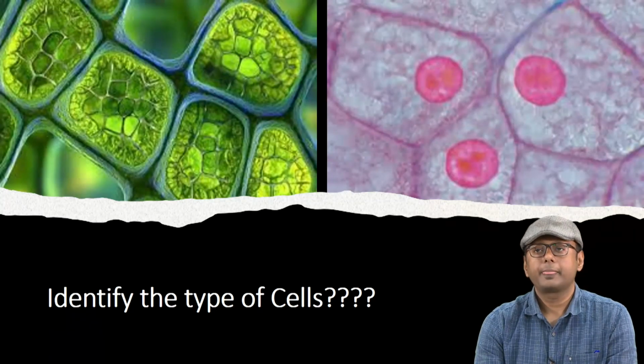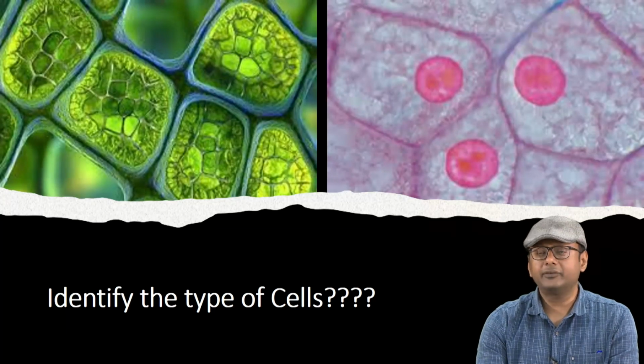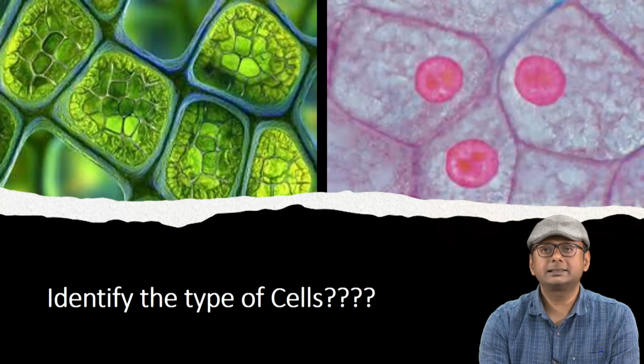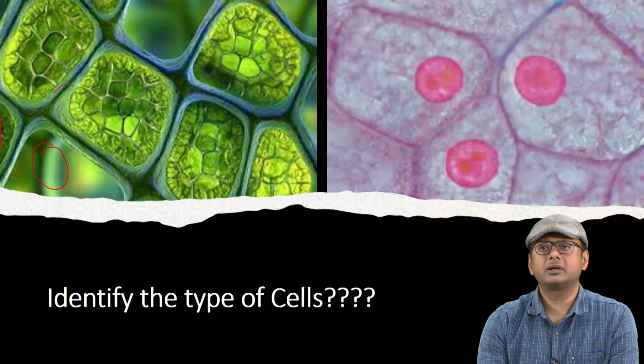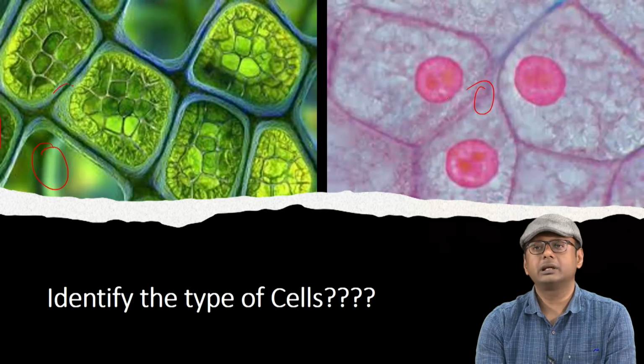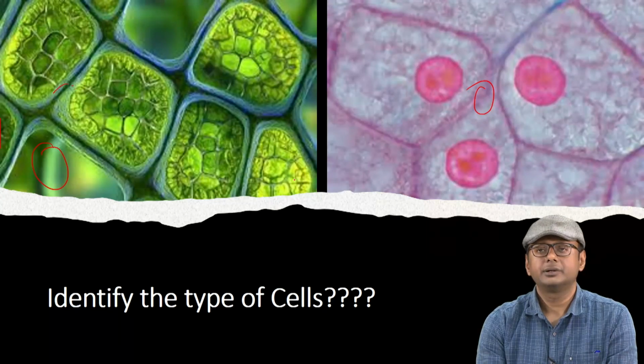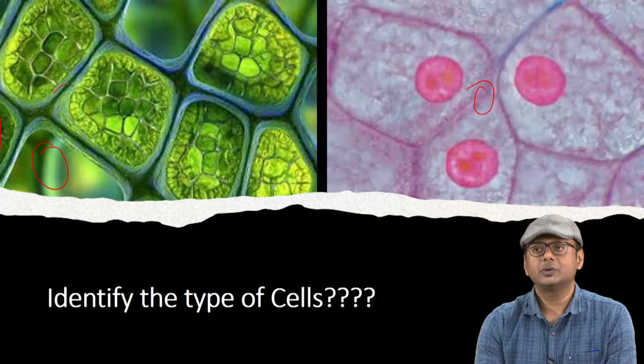Finally, for a task, can you identify what this cell on the left side is? Can you identify what this cell on the right side is? I'll give you a couple of seconds. So on the right side, you can see a distinct structure of cell membrane, and it doesn't have any cell wall. You can also see a nice nucleus. So it is an animal cell or human cell.